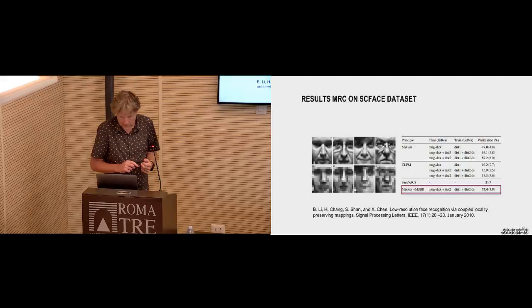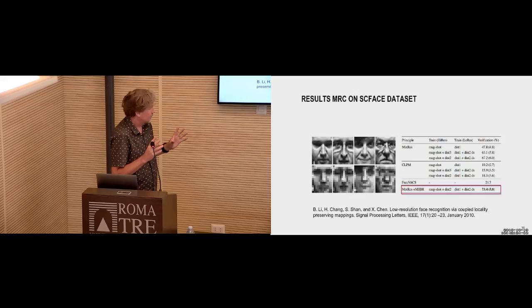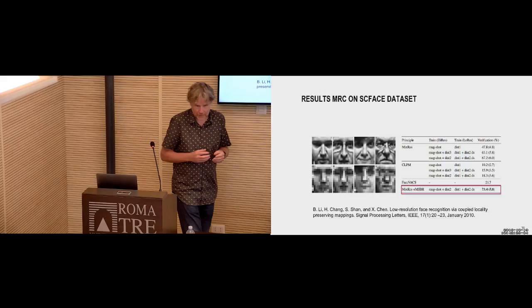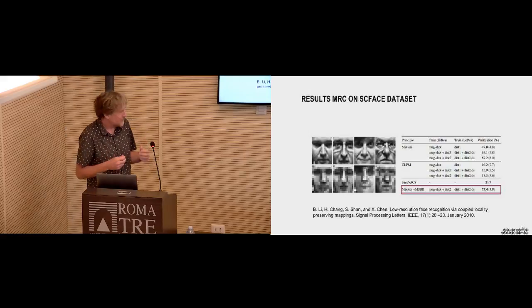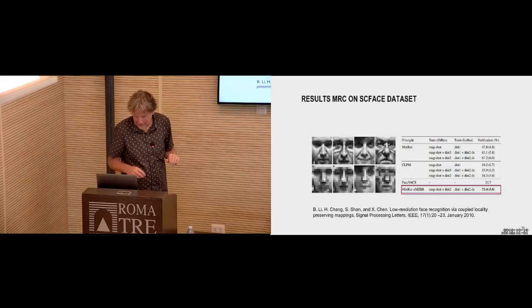If you publish this, then the reviewer will say, why don't you use deep learning? So papers sometimes get rejected because we don't use deep learning. Sometimes they get rejected because we do use deep learning. Anyway, we cannot avoid using deep learning.